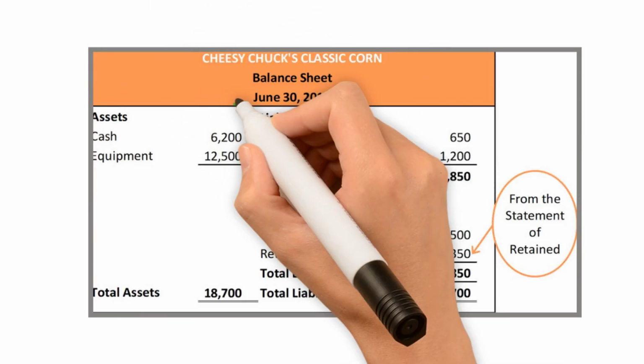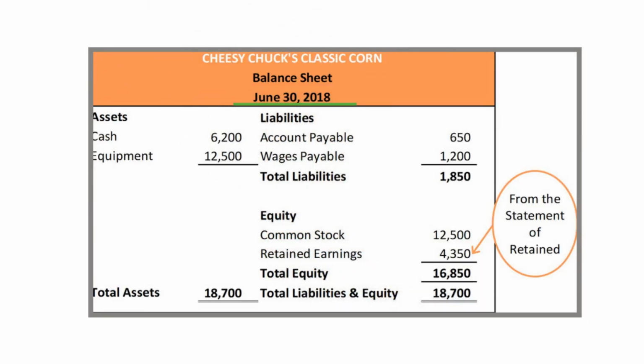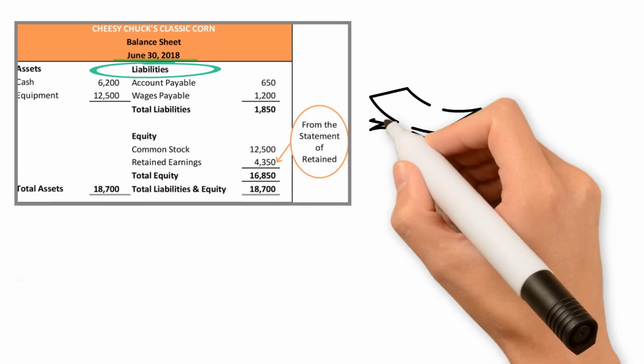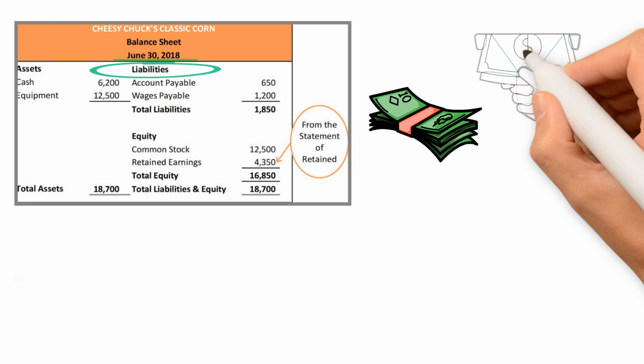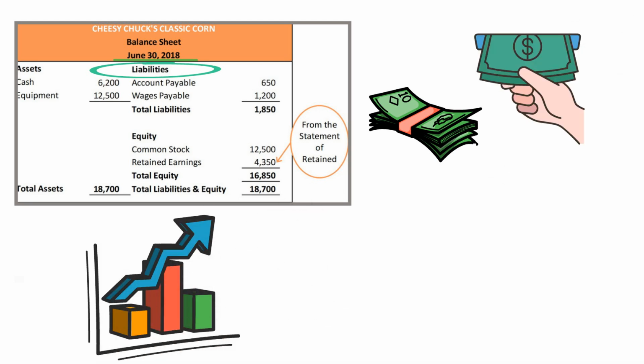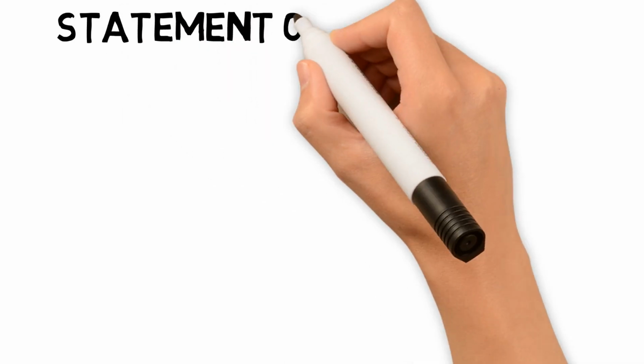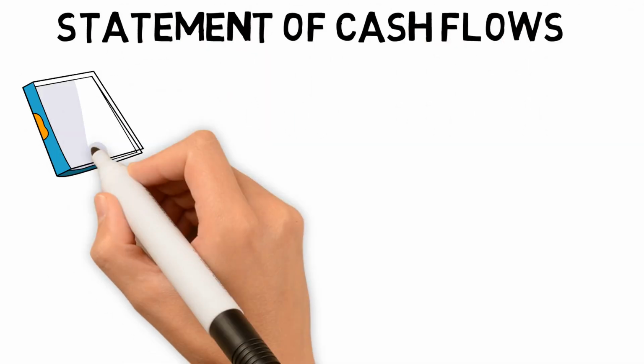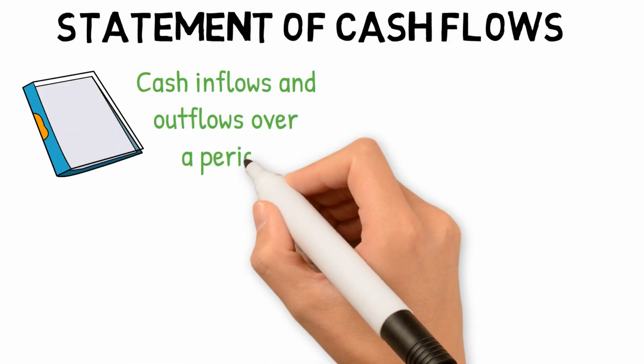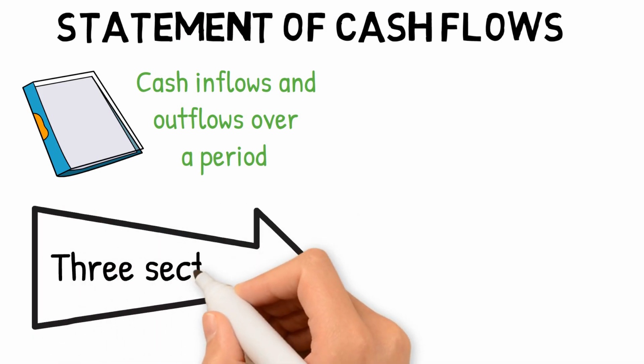Using our example, Cheesy Chuck's balance sheet at the end of June shows the assets the business owns, the liabilities it owes, and the owner's equity after considering the net income and withdrawals. It's like a financial snapshot that tells us what the business owns and owes at a specific date. The final statement is the statement of cash flows. This statement reports the cash inflows and outflows over a period. It is divided into 3 sections.